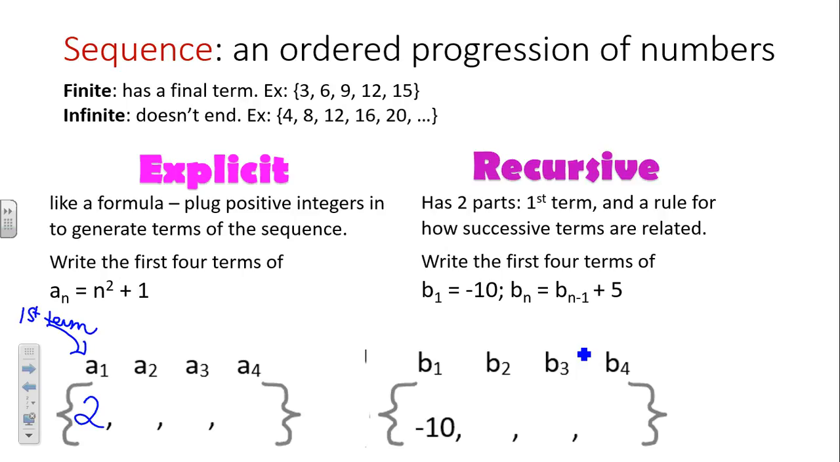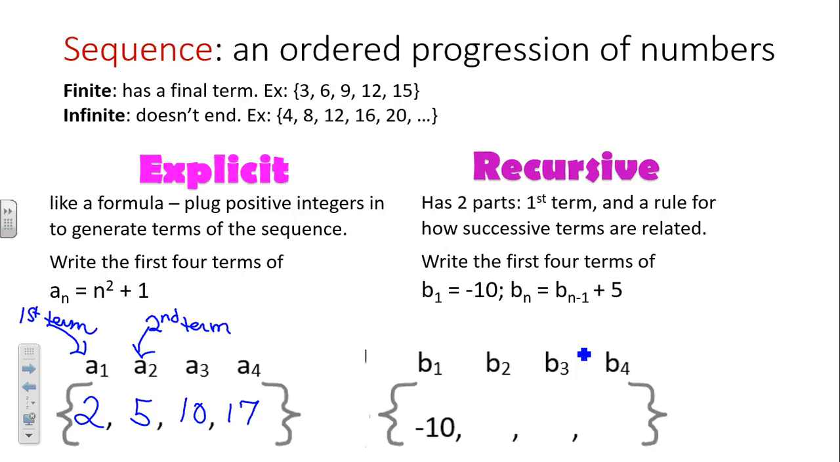Okay? Then a sub 2, the second term. What's the second term going to be? Good. Why? Yep, 2 squared is 4, 4 plus 1 is 5. Third term? Good. Because 3 squared is 9, and 9 plus 1 is 10. And then the fourth term? Because 4 squared is 16, and 16 plus 1 is 17. Okay? Not too hard, right? We're just following a pattern using a formula.